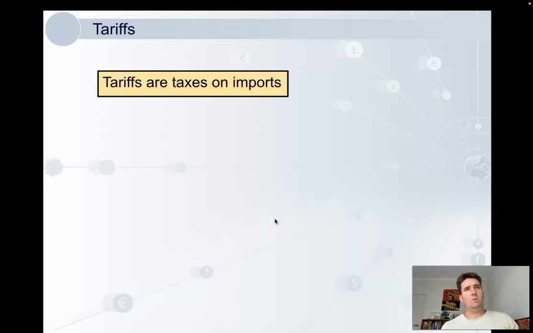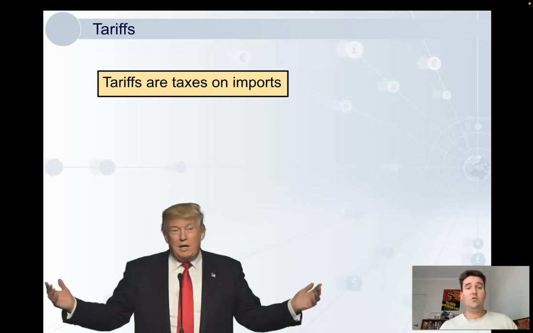Tariffs are taxes on imports, simply that. A prominent example of a country imposing tariffs was US President Trump in 2018. He thought that the cheap imports were negatively affecting the domestic steel and aluminium industries. So he thought that making imports more expensive would therefore help those domestic steel and aluminium industries. We'll see this on the diagram.